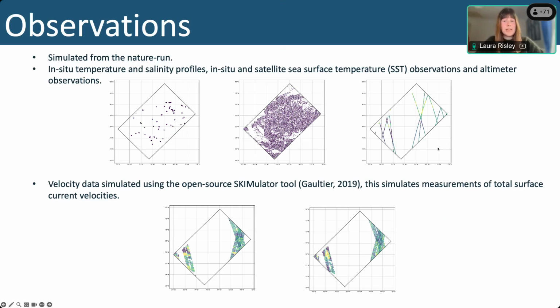Now, some of our experiments have the addition of new velocity observations, which might be obtained from a SKIM-like satellite mission. So the plots on the bottom, the left is U and the right is V, and these show one day of what these synthetic observations would look like.